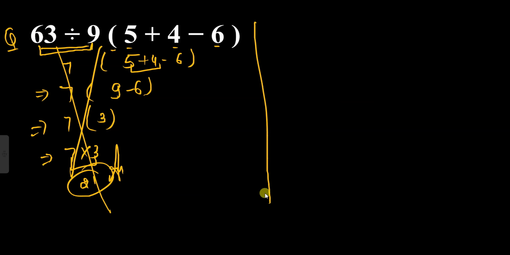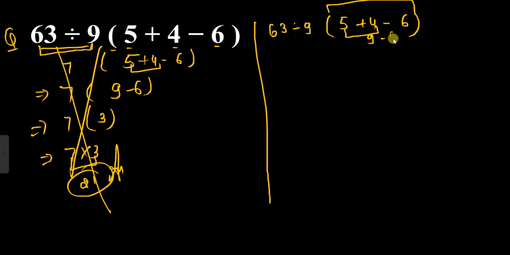Now let's rewrite the question. 63 divided by 9(5 + 4 − 6). Inside the bracket, it's 5 plus 4 minus 6, so first we'll solve the bracket. Here, 5 plus 4 becomes 9, and 9 minus 6. Let's write it again, 63 divided by 9, 9 minus 6.